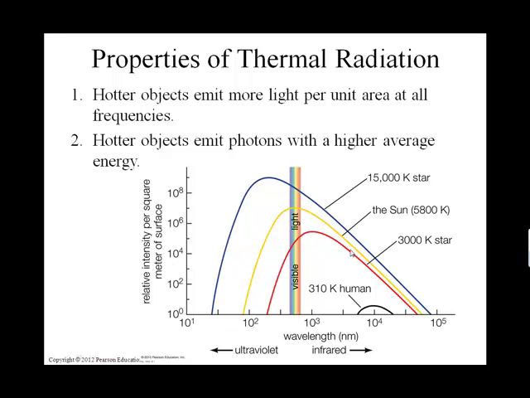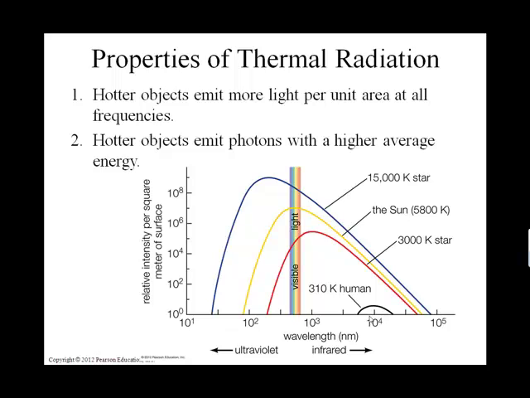And of these four different objects, we've got three stars. A hot star is indicated with the blue curve. Our sun is the yellow curve, and a cooler star is the red curve. And down here we have a cute little human being at 310 Kelvin. So that's the distribution of energies being emitted by those objects.